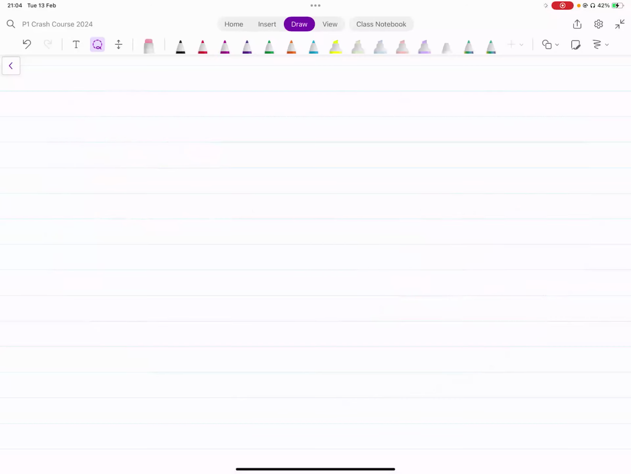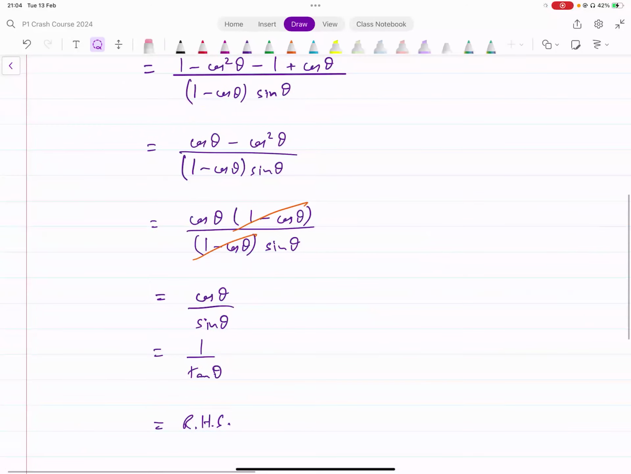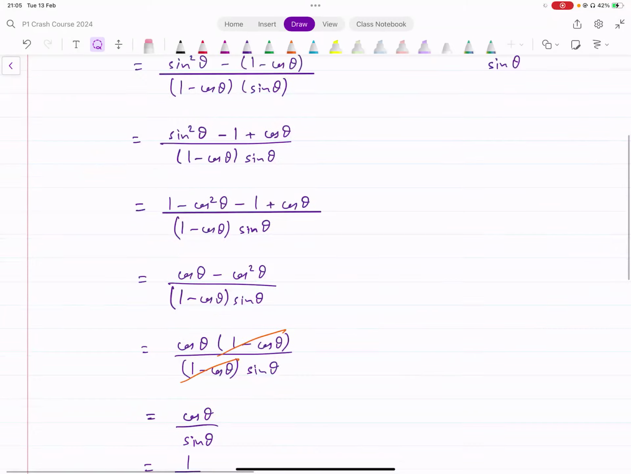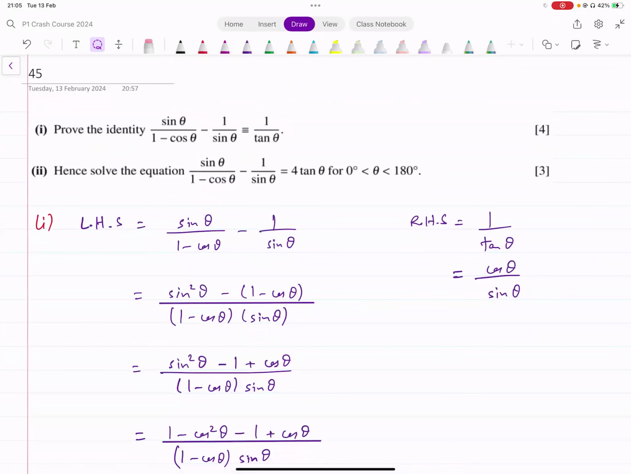All right. Any questions on this? No, sir. No, sir. You can do the second part, right? You just replace this thing with 1 over tan theta, and then it becomes a simple equation that you can solve, right? Yes, sir. Okay.